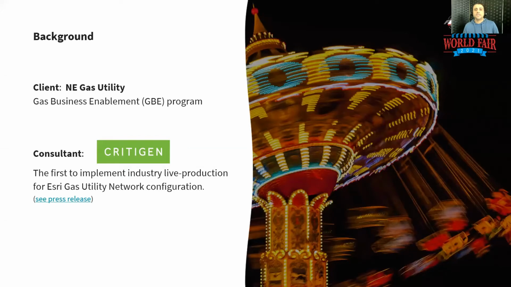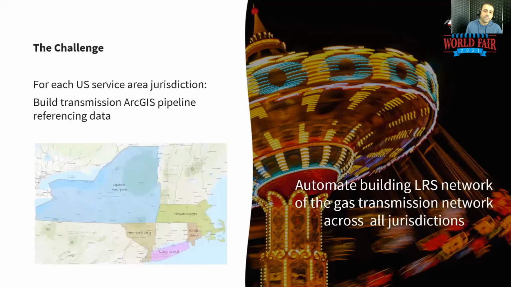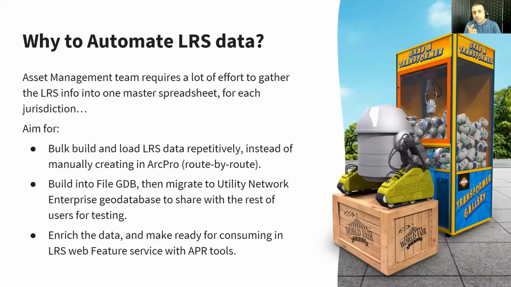So the solution is for a major private gas utility company in the northeast United States, which Critigen helped to implement the first go-live production deployment for the Esri Gas Utility Network. After the implementation of the gas utility network, there was a challenge to the team to build the transmission network of the pipelines for each business area or jurisdiction. So why does automation seem a must here?